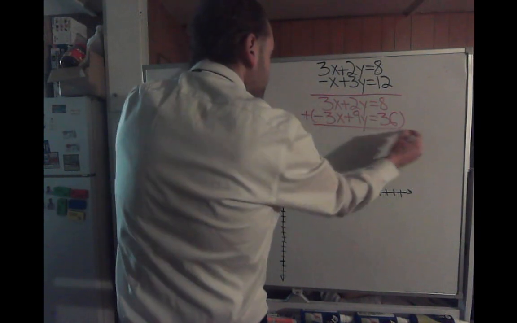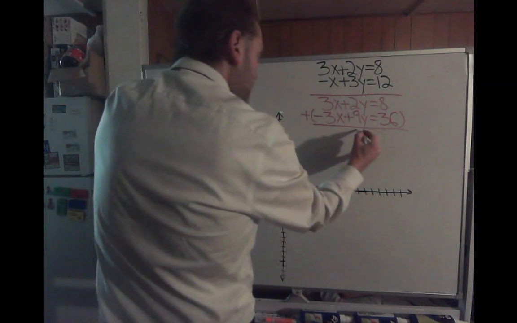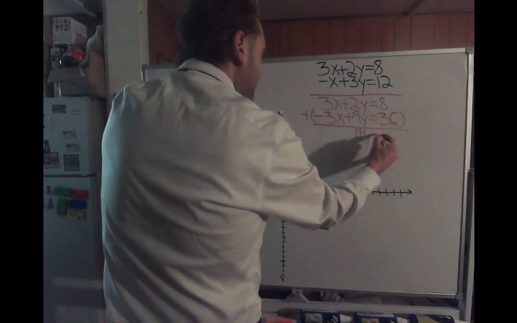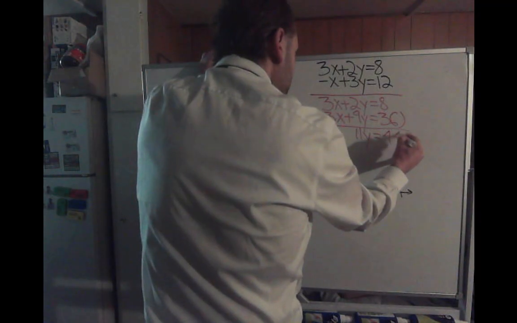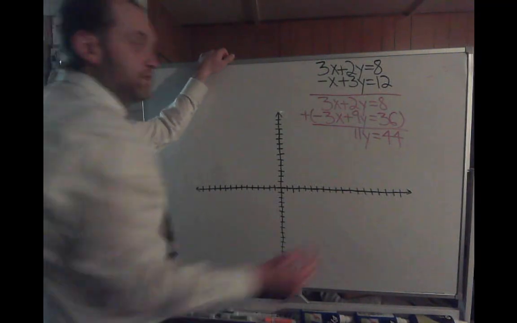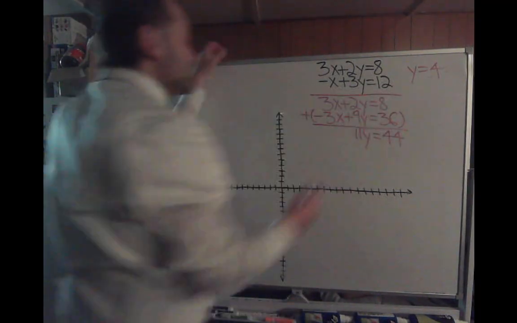If I do that, 3x minus 3x is 0. 2y plus 9y, that's 11y. That would equal 8 plus 36, which is 44. So the y-coordinate of my point of intersection would be at 4. So y equals 4 for that.